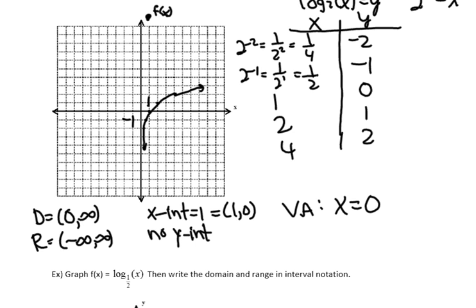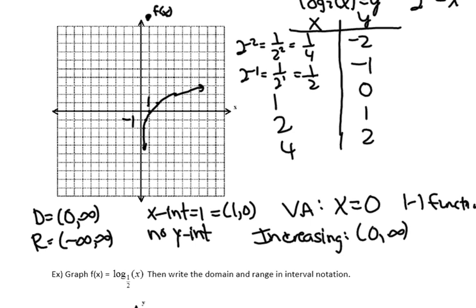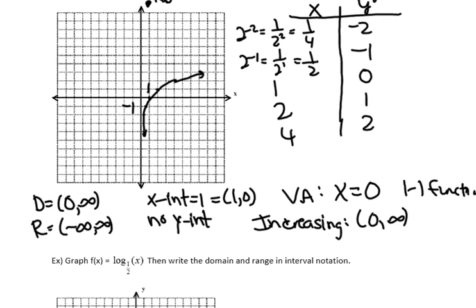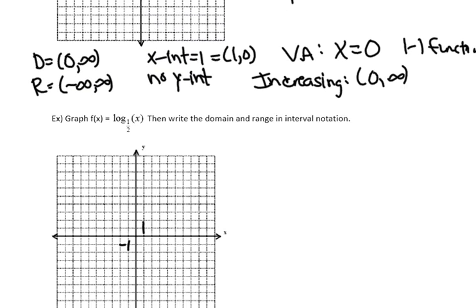This is certainly a one-to-one function, and it is increasing from 0 to infinity. Okay, now what happens if we change the base to, let's say, 1/2? How is that graph going to be different?